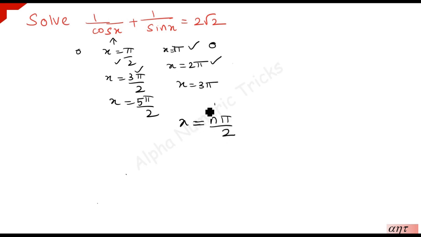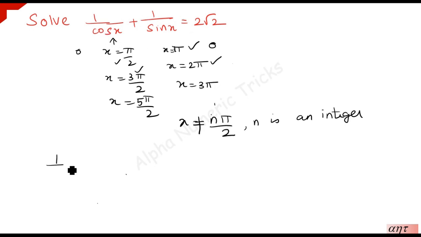So if x takes any one of these values, when n is an integer, this term becomes meaningless. So we have to conclude, or observe, that x is not equal to n pi by 2 here. With this assumption, we have to solve this problem.